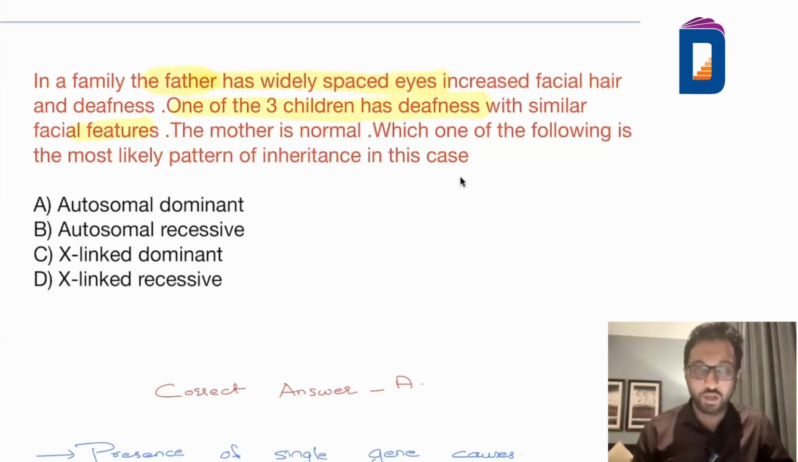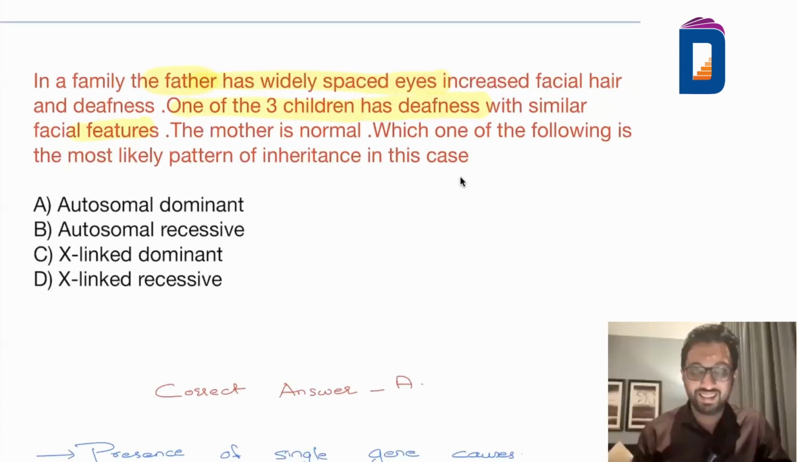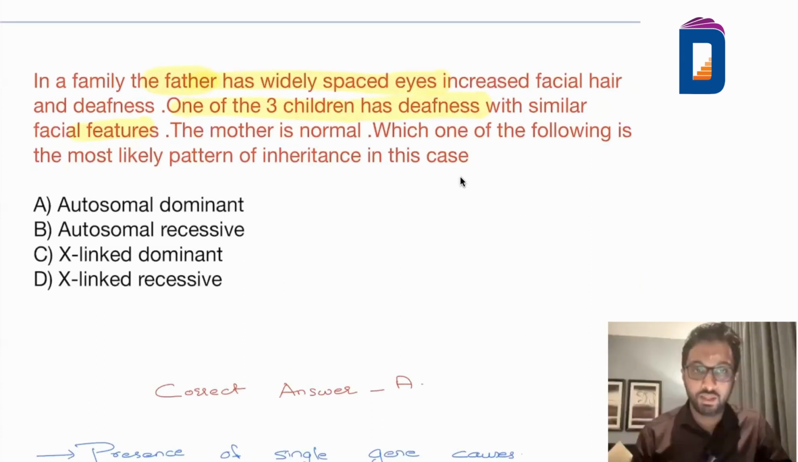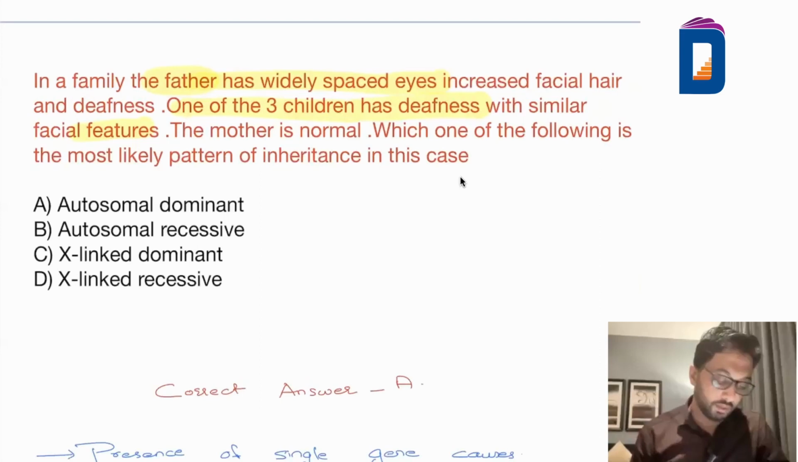Is it sex linked? No. I'm asking, is it sex linked or not? No, one of the three children. They are not mentioning male, female, anything like that. So it's definitely autosomal, with similar features. The father has the disease, and one of the three children has it with similar features. Mother is normal. Which of the following is most likely?